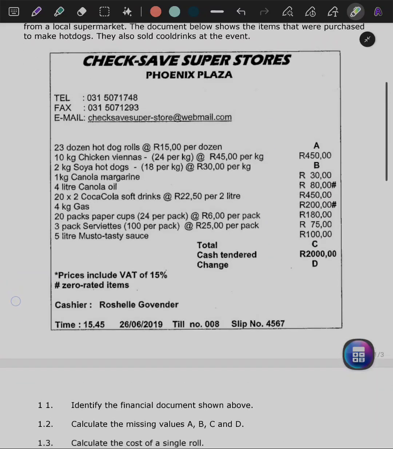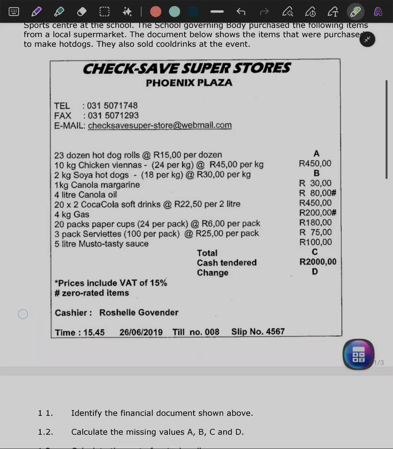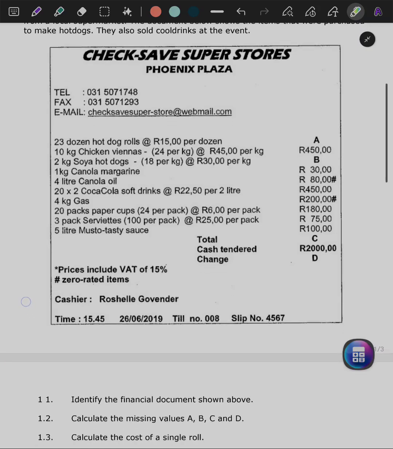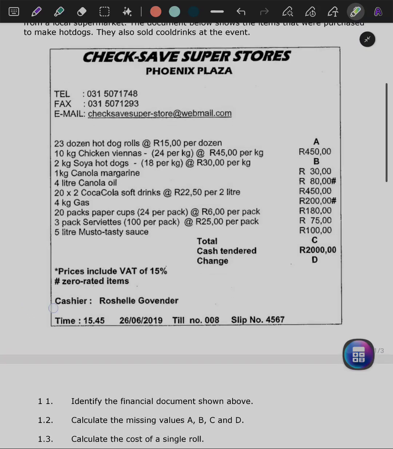So the first thing they want us to say is what type of financial document we're looking at. So you could say till slip. You could also say a tax invoice. We would accept that as well. But the easiest one is a till slip, because we can see it's a till slip also because of the fact that there's a cashier listed as well.